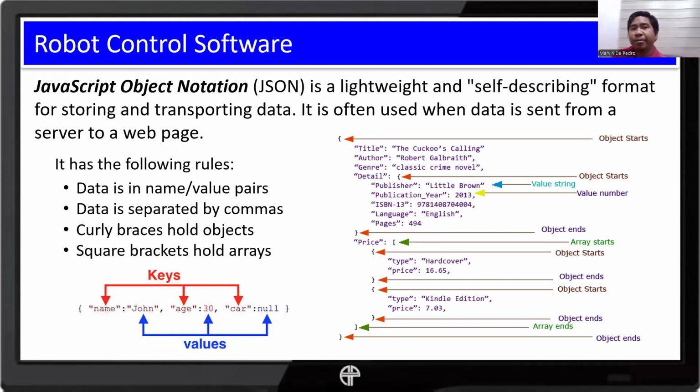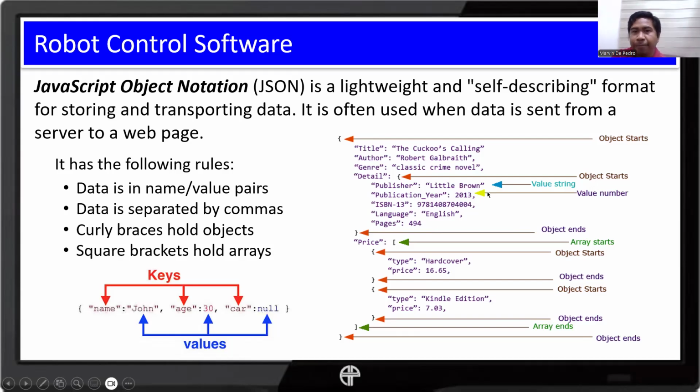It has the following rules. Data is in name and value pairs. Like what you see here, this is the name, and then these are the values. Okay, so we have the name and the value. It's like the parameter and the value, also known as the key value pairs. So this could be the key, and this is the value. They are separated by a colon. Okay. Data is separated by commas.